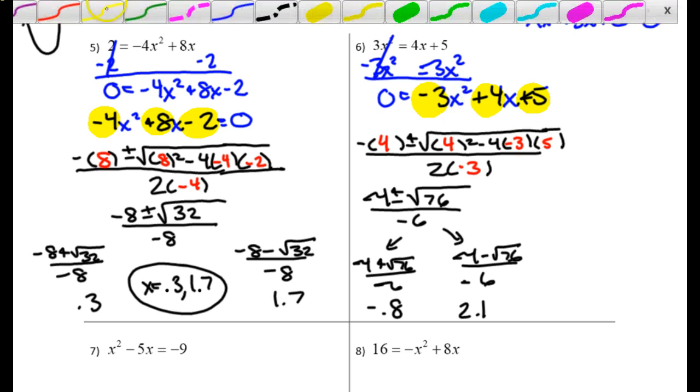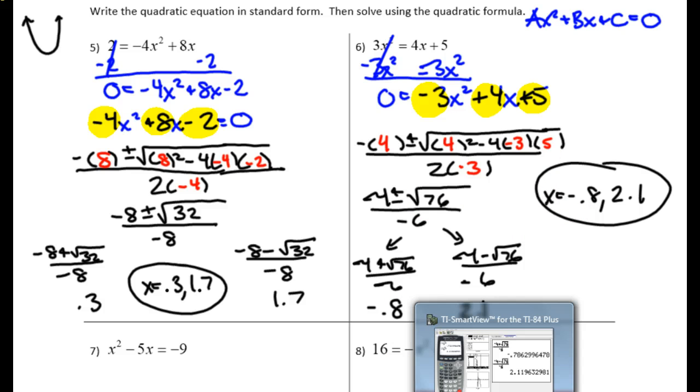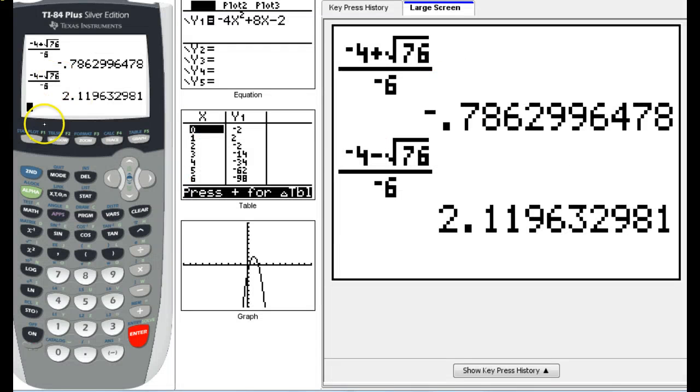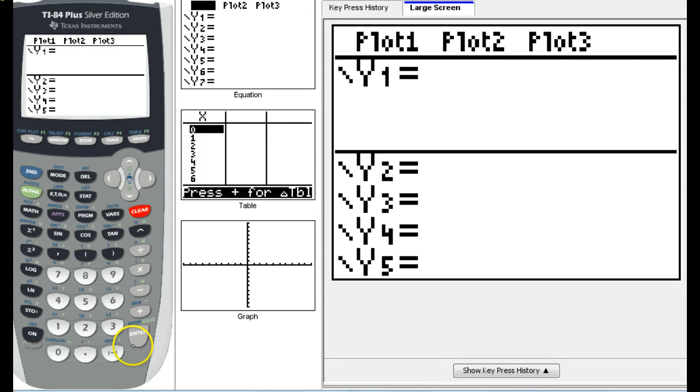Write that again. X equals negative 0.8 and 2.1. Alright, so once again, let's just double check that we should have two answers where the parabola crosses two times. Let's see here. Go to our graphing screen. Let's clear this last one out.